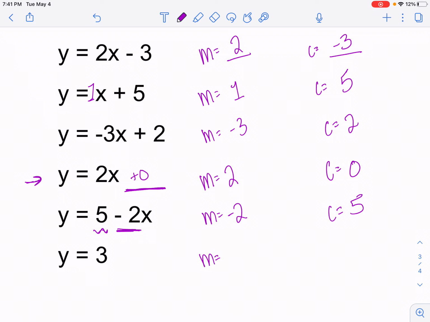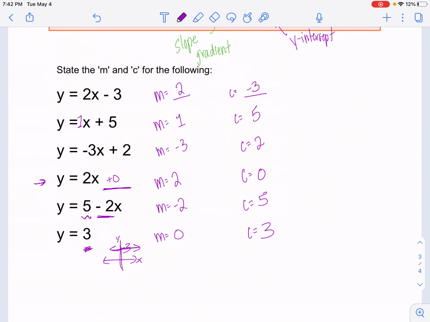M equals, the C is easier because there's still a constant here. C equals 3 and M equals 0. This, ladies and gents, is a horizontal line where y equals 3. So if that's your x-axis and your y-axis. Anyways, okay, so pulling out m and c from some slope-intercept form. And now we're going to practice our graphing.